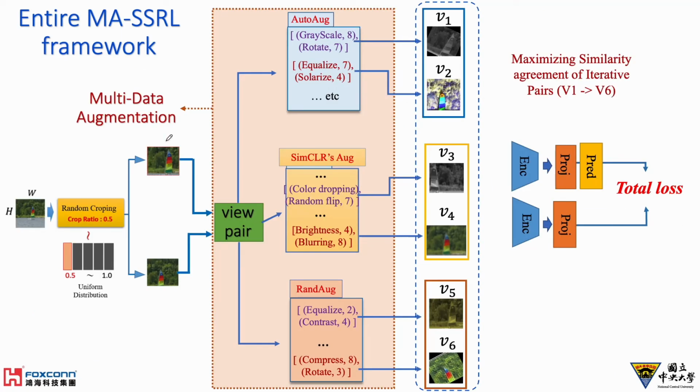In this slide, we can see the entire framework described in a way that is easy to understand. We have an image, apply cropping, and then the yellow box here is the multi-augmentation box. We can generate 6 different views, and we pass 2 at a time, generate the embeddings, and then we maximize the similarity of each pair, compute the negative cosine loss, and then update the neural net parameters here.